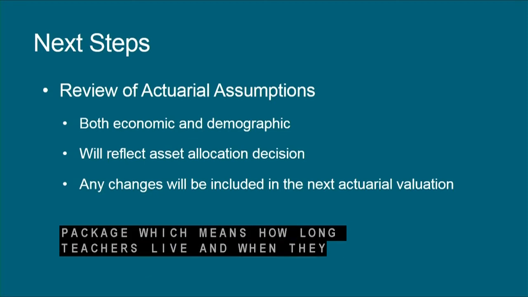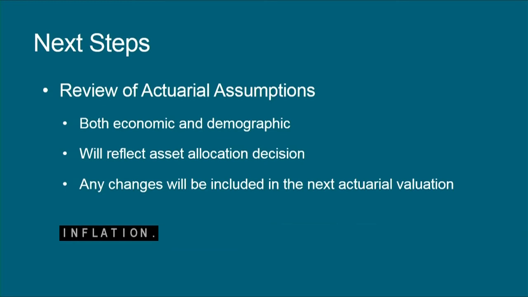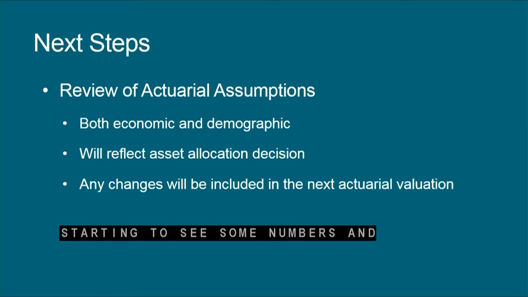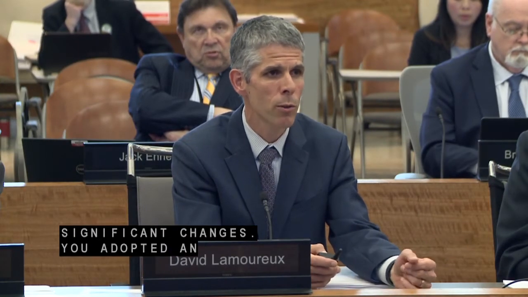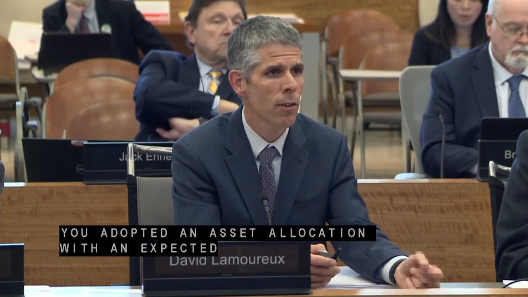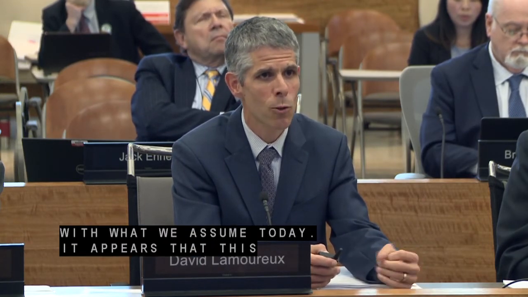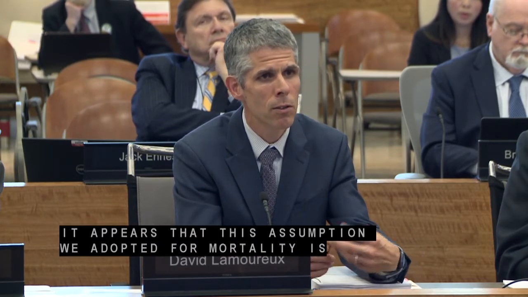All I can say so far is we're starting to see some preliminary numbers, and I don't think you can expect significant changes. You've adopted an asset allocation that has an expected return in line with what we assume today. It appears that the assumption we adopted for mortality is tracking experience pretty good. So I think there may be a little bit of a tweak.